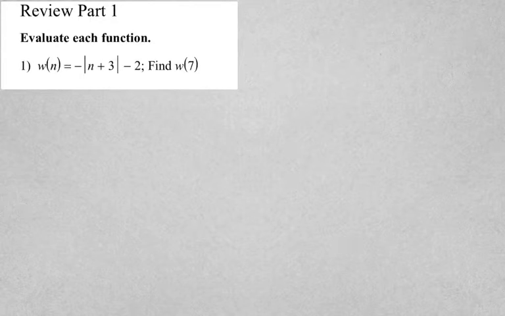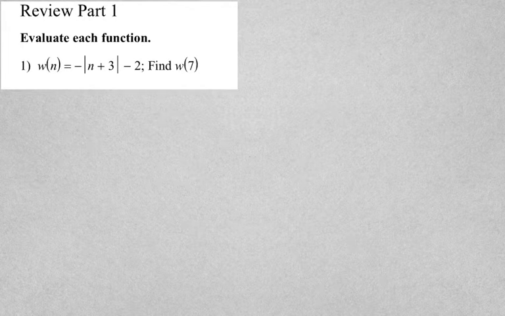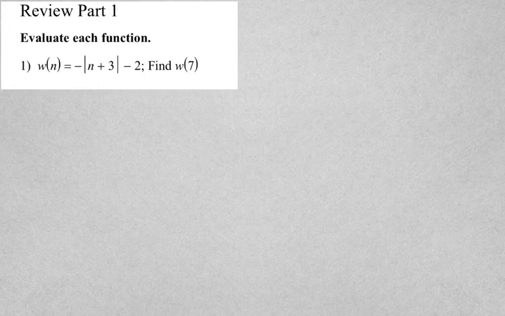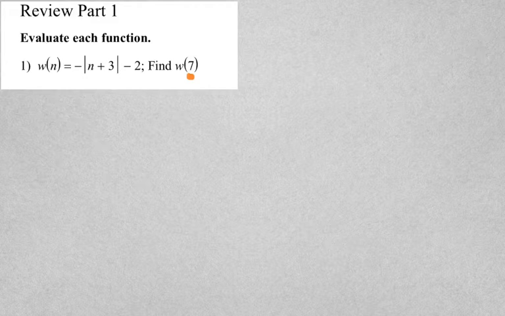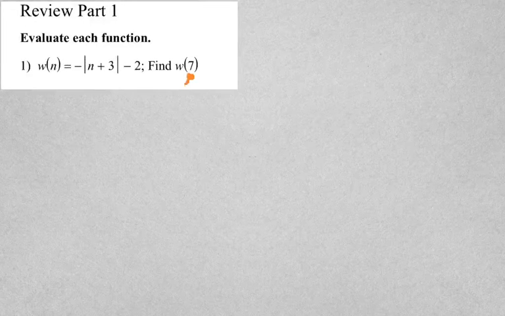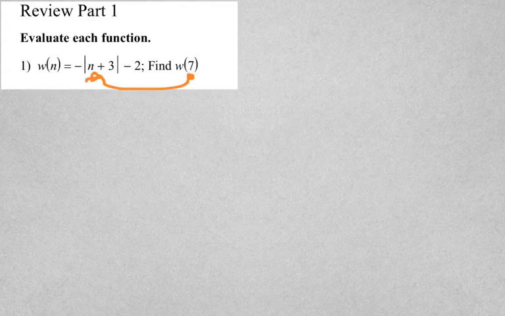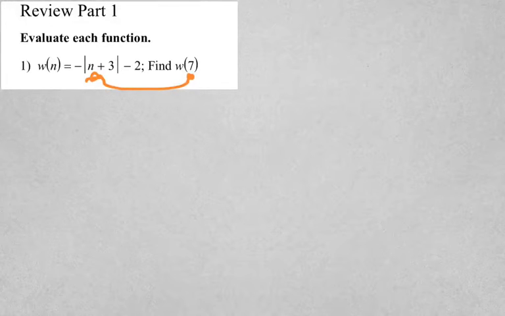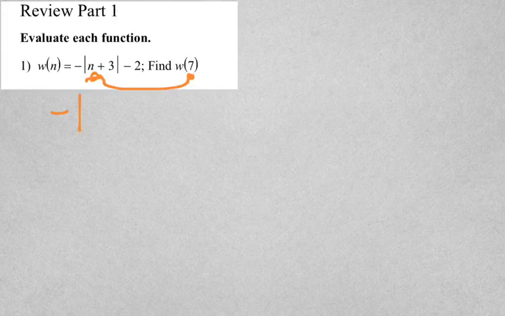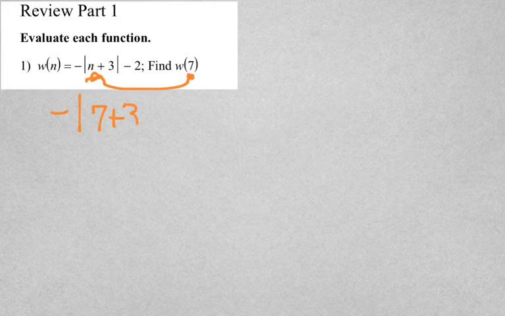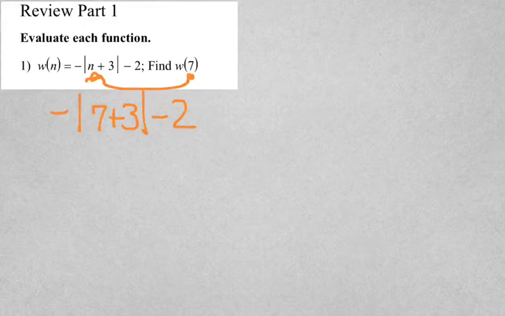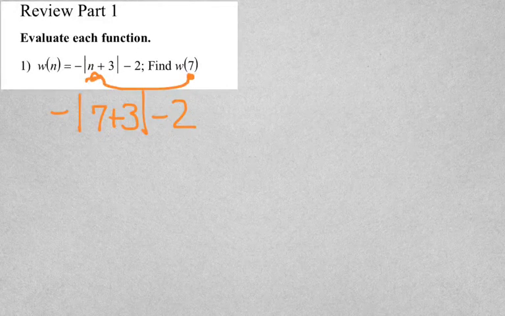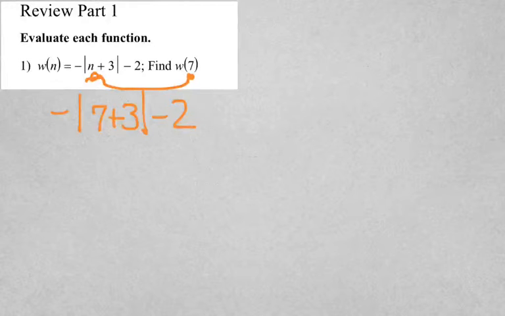The first little bit is going to be going back to your first couple of chapters when we were dealing with operations with functions. This first one is going to be dealing with absolute value. The number after the W tells you what's being plugged into the equation to replace your variable. And so in this case, we have negative the absolute value of 7 plus 3 minus 2. And so we have to first find out what is my number inside the absolute value.